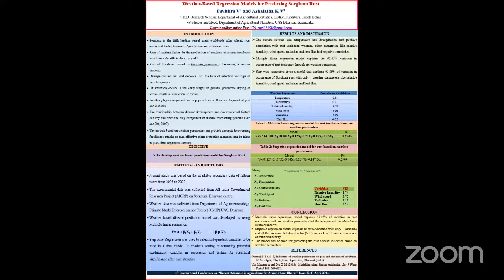Ma'am, among the parameters which I have considered, heat flux and radiation are contributing more, ma'am. What do you mean by heat flux? What is heat flux? Because temperature and all, we have a direct idea. So could you throw some light on heat flux?